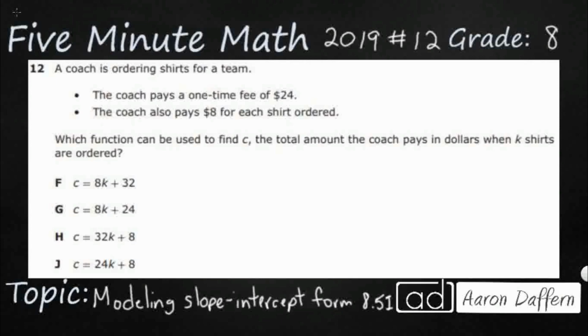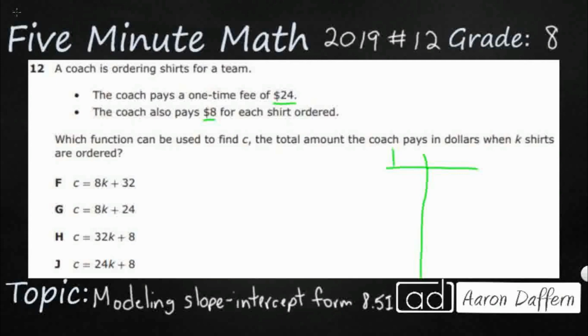So we've got a coach ordering shirts for a team. The coach pays a one-time fee of $24, and then the coach also pays $8 for each shirt. So we need to find a function that shows C, the total amount the coach pays when K shirts are ordered. All right, so let's just make a little table to see if we can get our bearings here.